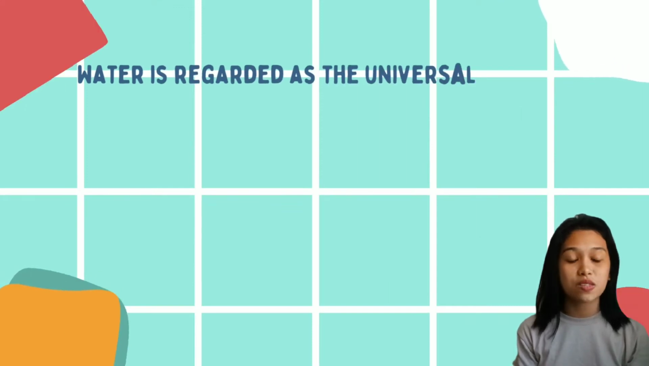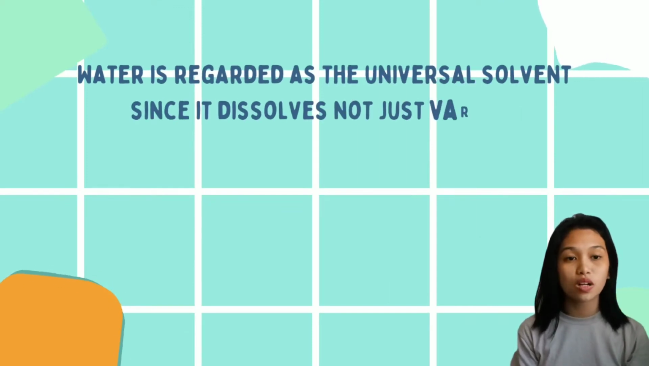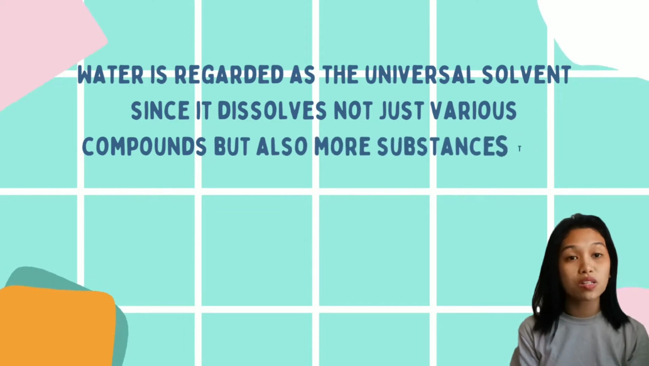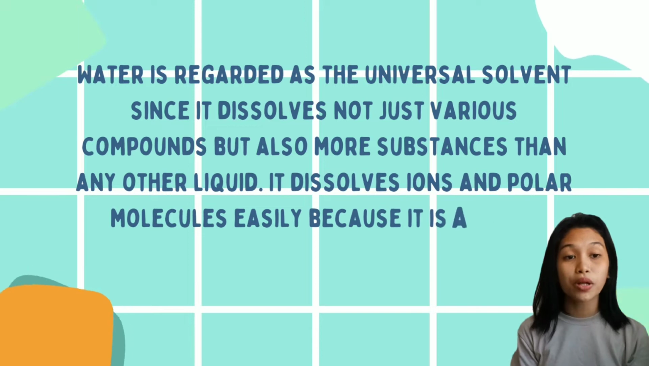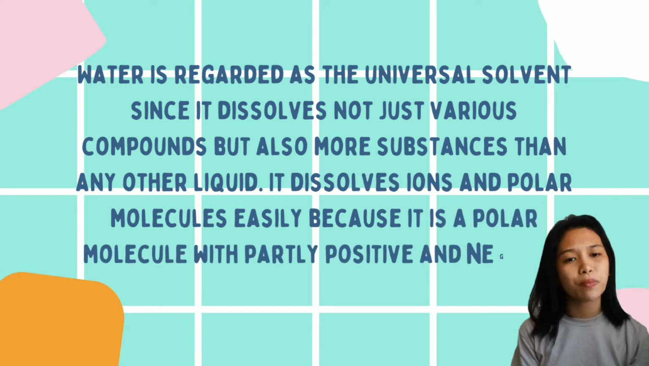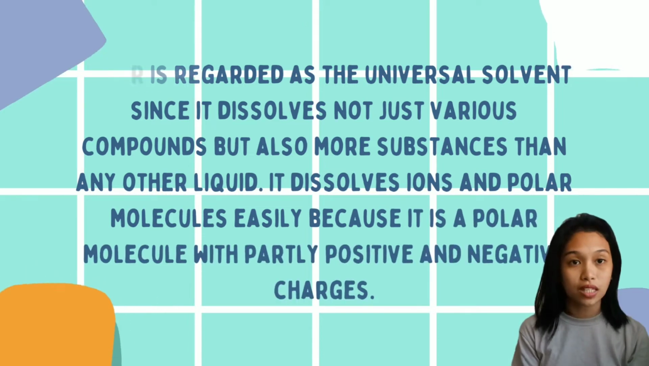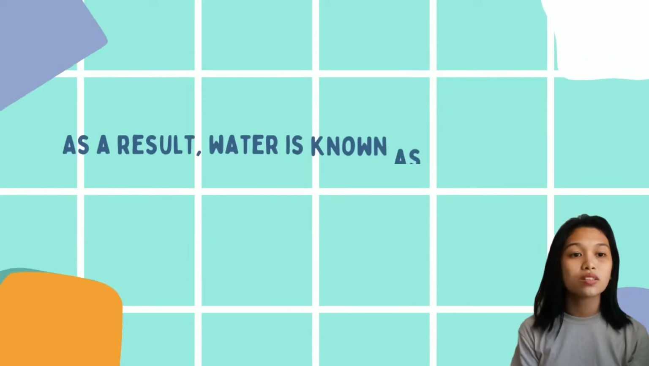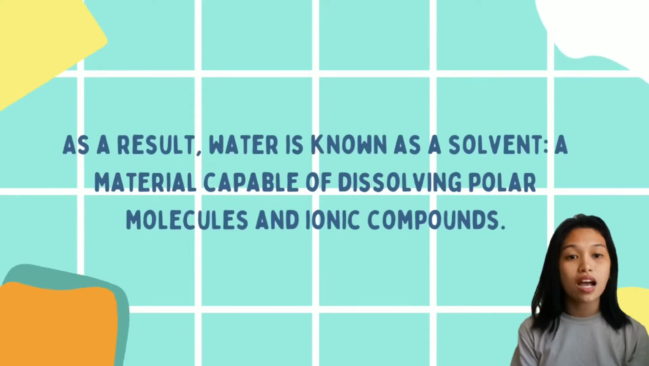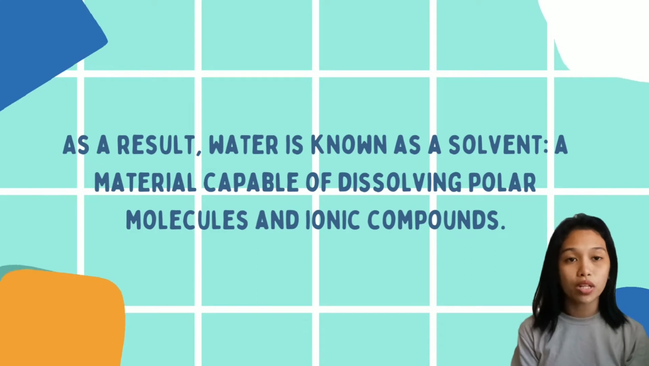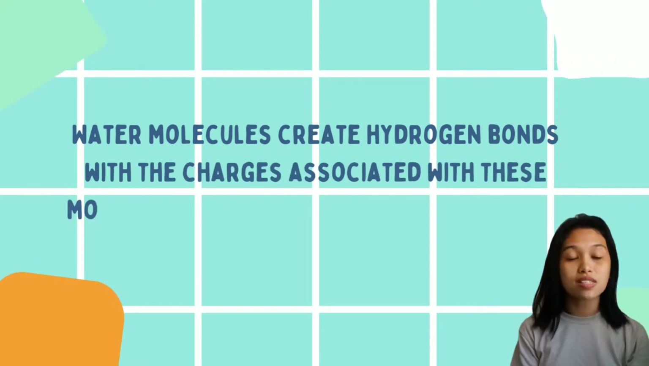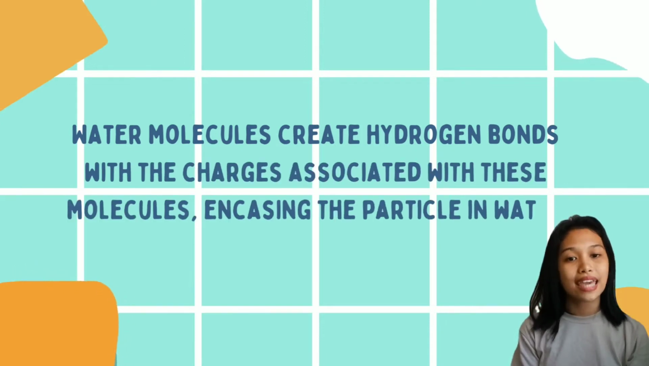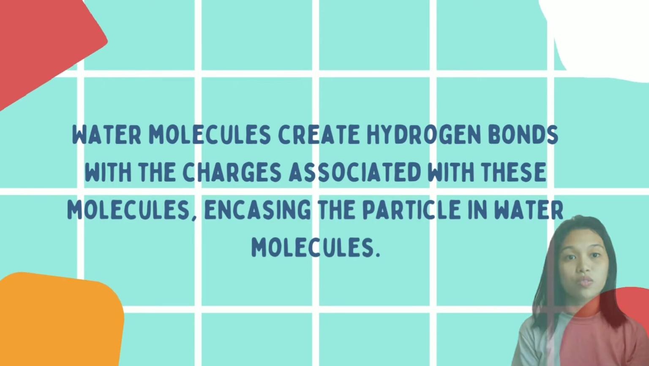Water is regarded as the universal solvent since it dissolves not just various compounds but also more substances than any other liquid. It dissolves ions and polar molecules easily because it is a polar molecule with partly positive and negative charges. As a result, water is known as a solvent, a material capable of dissolving polar molecules and ionic compounds. Water molecules create hydrogen bonds with the charges associated with these molecules, encasing the particle in water molecules.